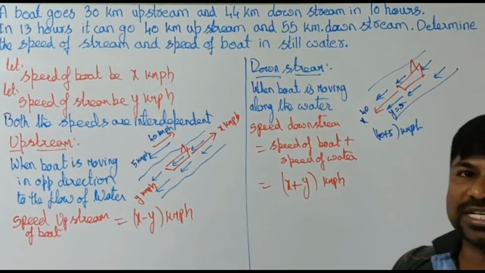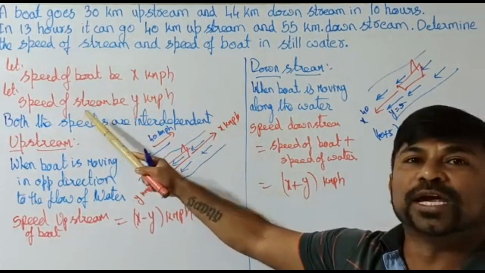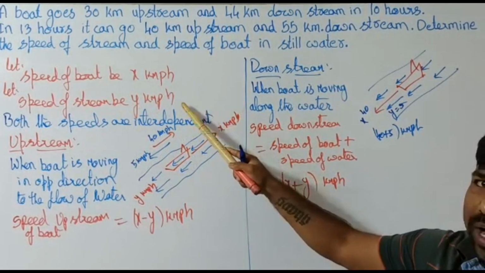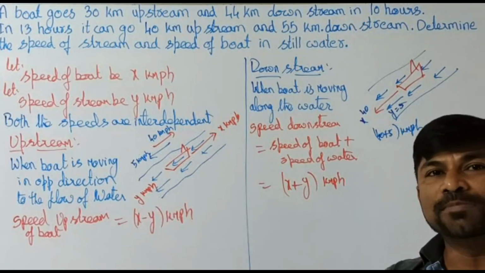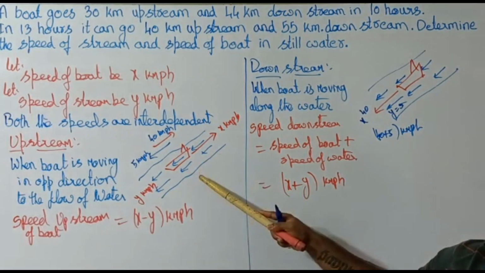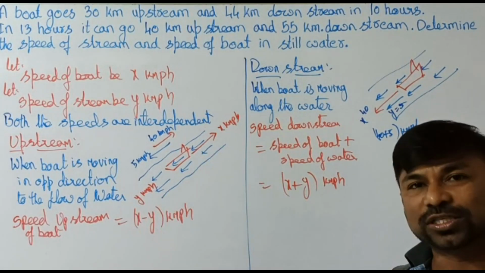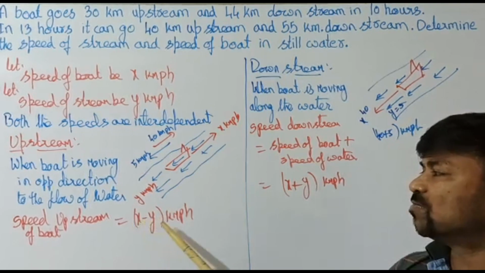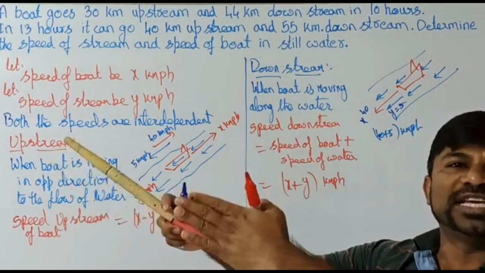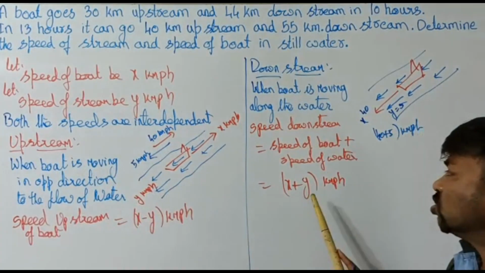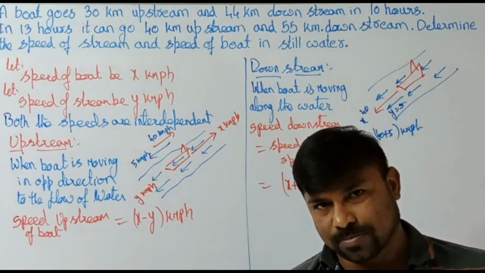Okay guys, let me recall for you: the speed of the boat we are taking as x kilometers per hour, the speed of the stream as y kilometers per hour. As they are interdependent, we come to the new concepts called upstream and downstream. Upstream they are in opposite directions, therefore the speed of the boat is stopped by the speed of the water. Stopped means take away, so x minus y kilometers per hour. Downstream means they are going along with each other, supporting each other, so it becomes x plus y kilometers per hour. This is a beautiful concept we have to remember.